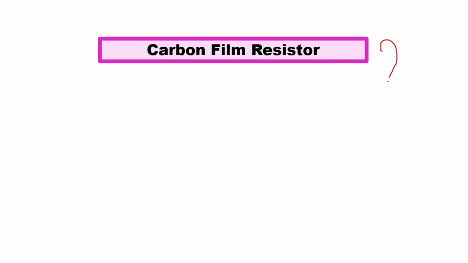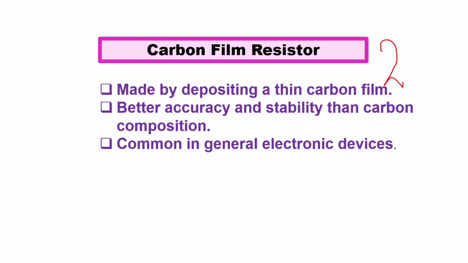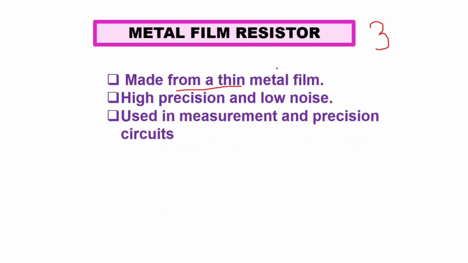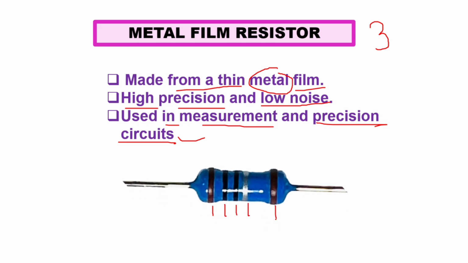Next is the carbon film resistor. It is made by depositing a thin carbon film on a ceramic rod. It offers better accuracy and stability than carbon composition resistors and is commonly used in electronic devices. Next is the metal film resistor. It is made from a thin metal film. It provides high accuracy, low noise, and excellent stability. It is commonly used in measurement and precision circuits.